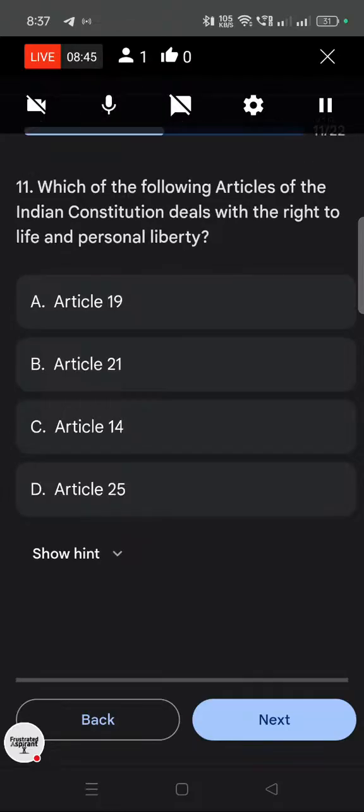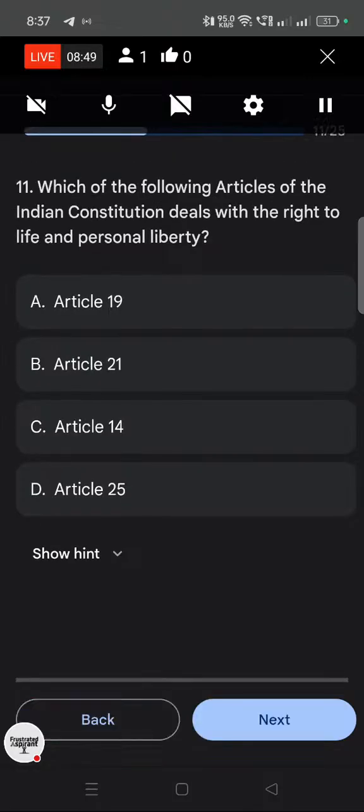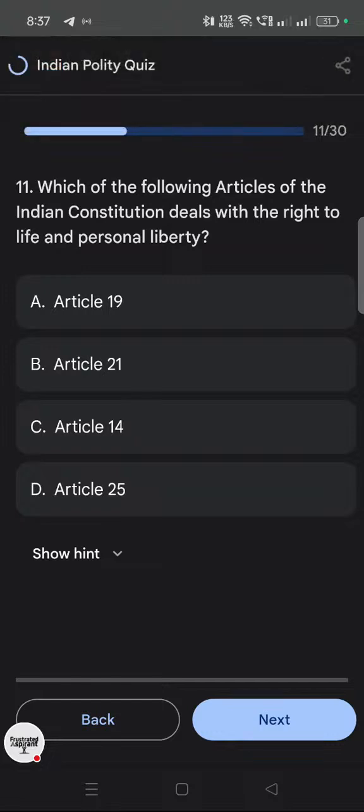Which of the following articles of the Indian Constitution deals with the right to life and personal liberty? Article 21 deals with the right to life and personal liberty.